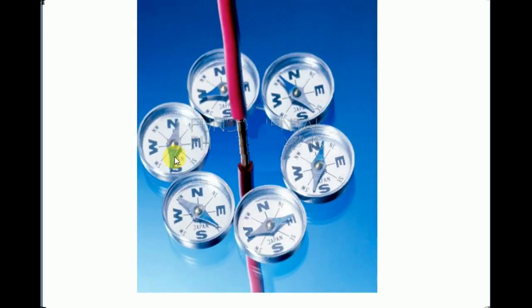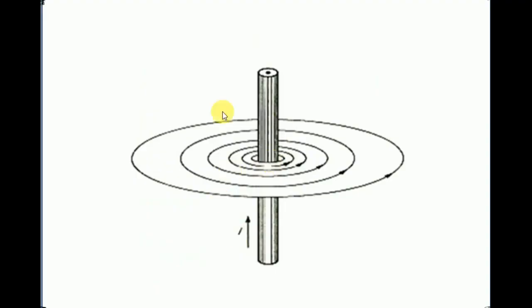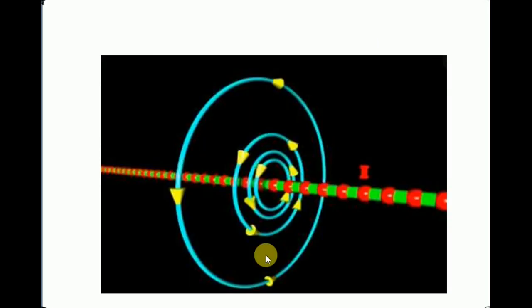This is a real picture. You can see all the compasses are showing the direction of magnetic field. When you join them, you will get a circle. This is a magnetic field of a straight conductor. These are concentric circles. Concentric circles means one circle over another circle. This is the magnetic field from another angle. You can see concentric circles.